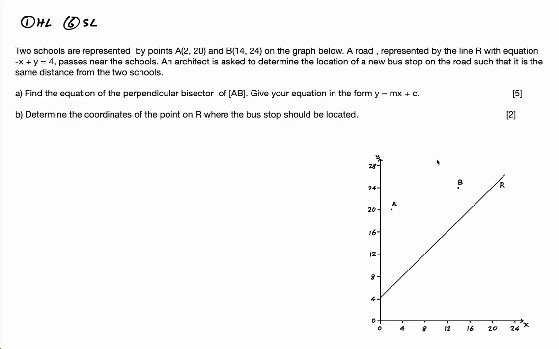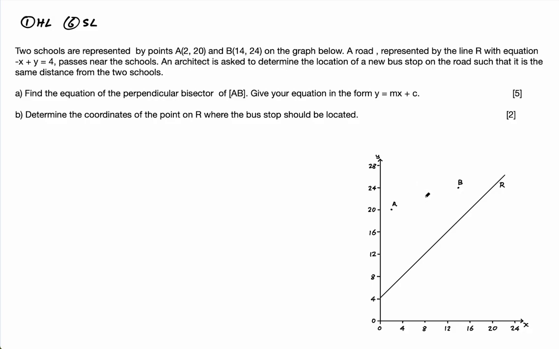An architect is asked to determine the location of a new bus stop on the road such that it is the same distance from the two schools. First, find the equation of the perpendicular bisector of AB. Just to be clear, the perpendicular bisector is the line that bisects these two points. So it goes straight through the middle.